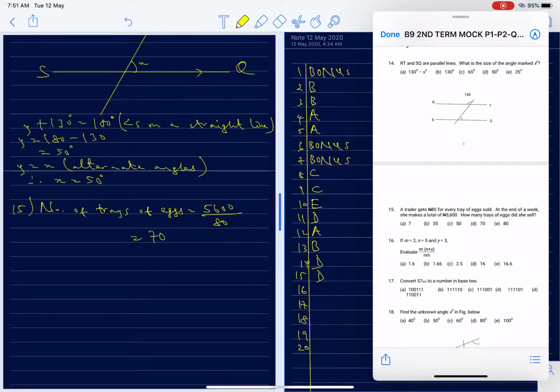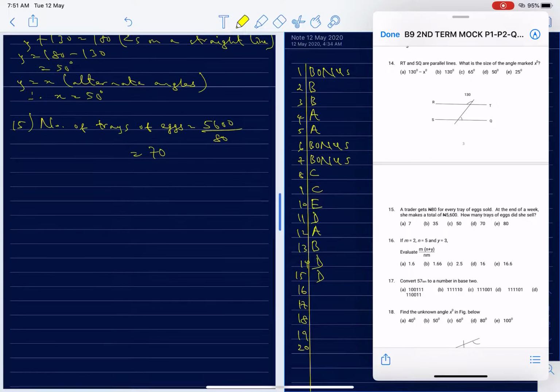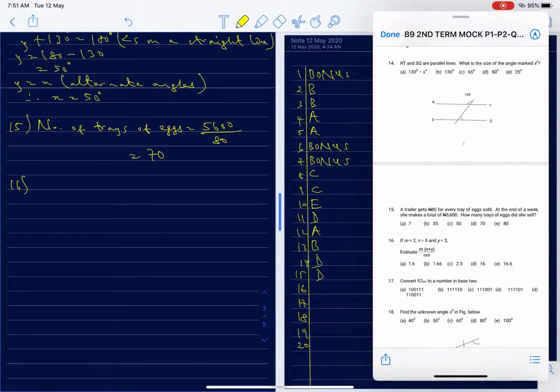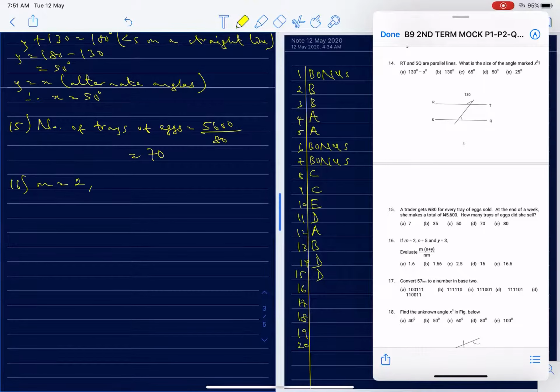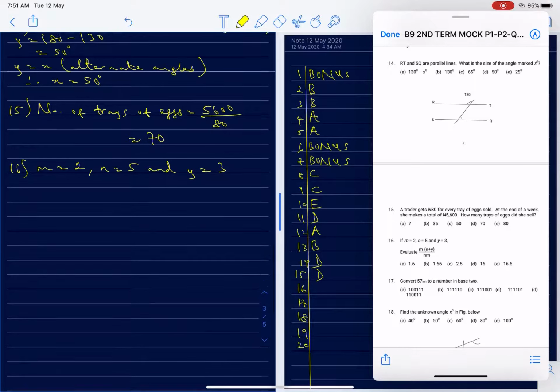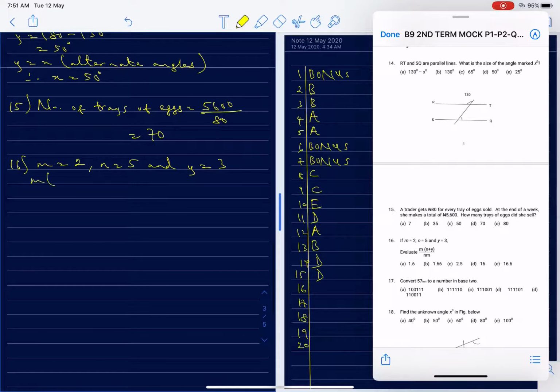Number 16, if M equals 2, N equals 5, and Y equals 3. Evaluate M times N plus Y divided by NM.